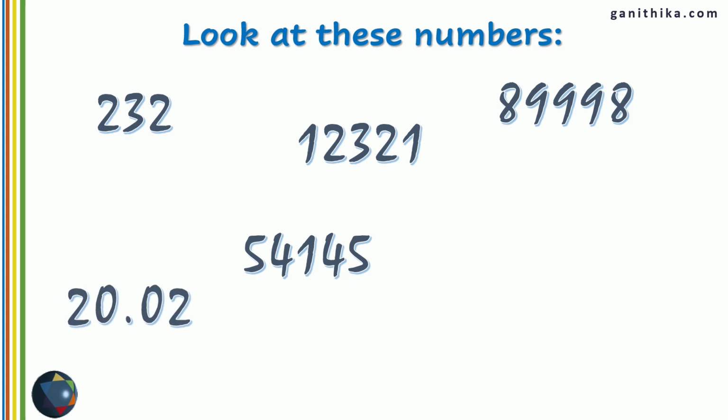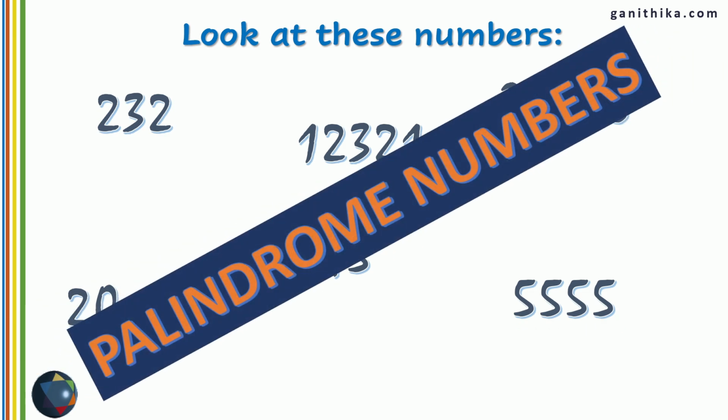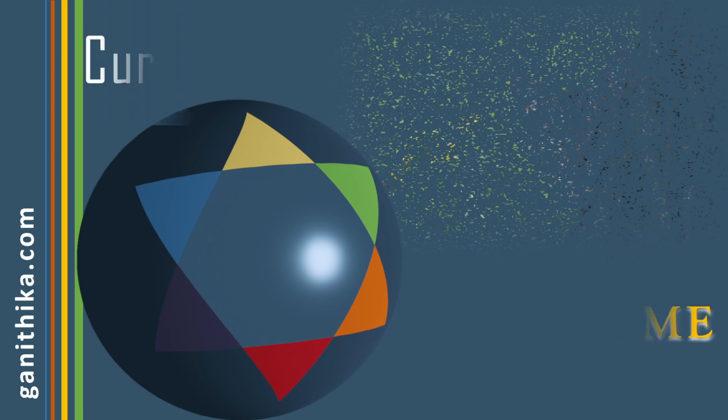Even decimals behave the same. 20.02 this way, 20.02 this way. And 5555 is another special number which reads the same both ways. These numbers are called, of course, palindrome numbers. Unlike palindrome words in languages, we can do more things with palindrome numbers in mathematics. In Ganitika, we are going to deal with more palindrome numbers.